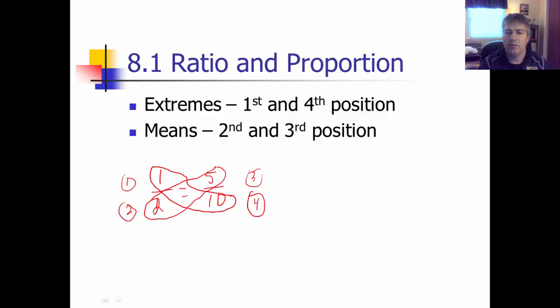The other two numbers are generally the means. Now, they're not always in these positions, but in general, they're going to be in the second and third positions. So these are going to be the means and the extremes. That's something we'll talk about, and we'll use this in our vocabulary in class, because with a proportion, as you probably know, we can cross multiply, or essentially we can multiply the means and the extremes. We can multiply the first and fourth positions and the second and third positions in any proportion.